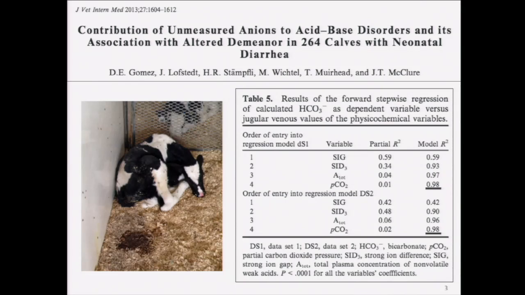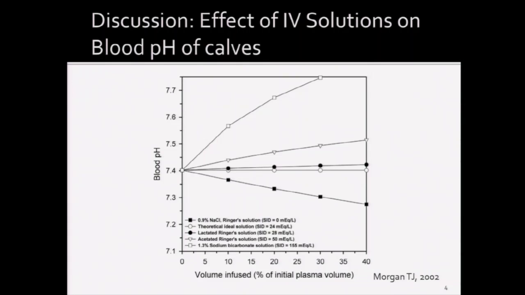However, one of the more recent studies, one of the papers published by Dr. Gomez and his team, looked at the effect that sodium and chloride, as well as unmeasured strong ions and weak acids, have on the level of dehydration and also death in calves. With metabolic acidosis being so important to correct, obviously you want to try and do it through oral or intravenous solutions.